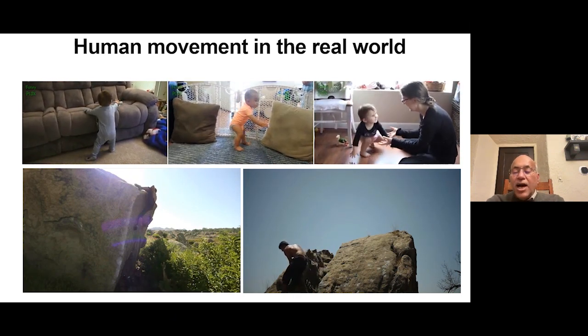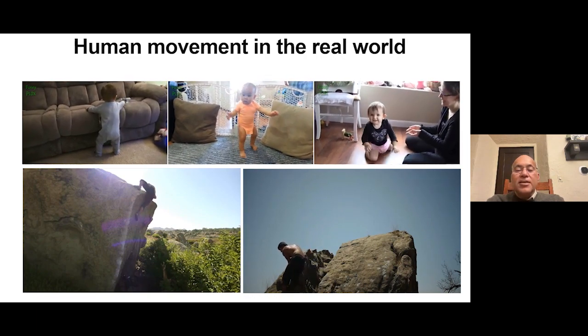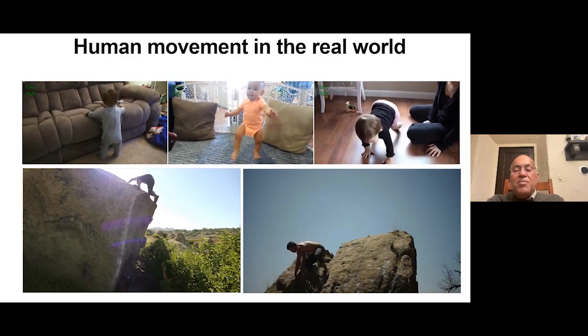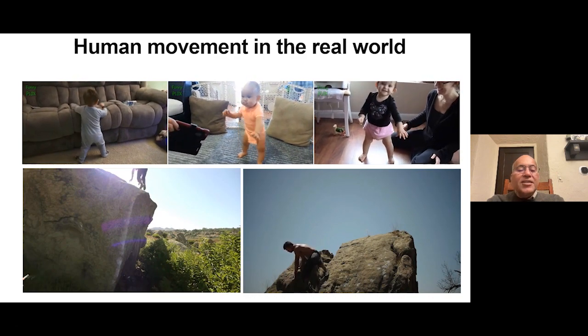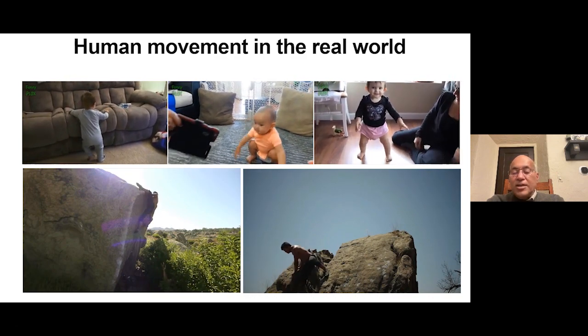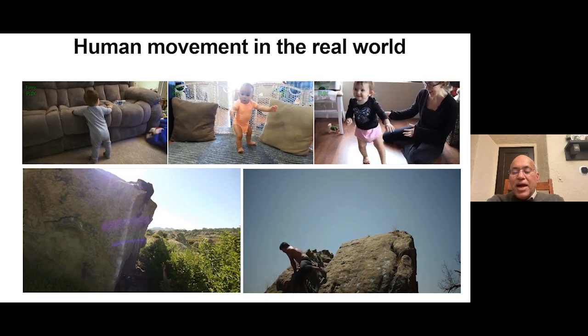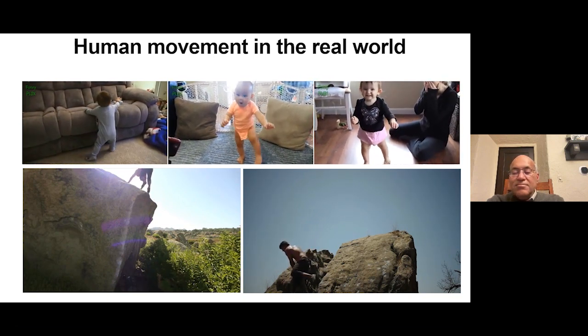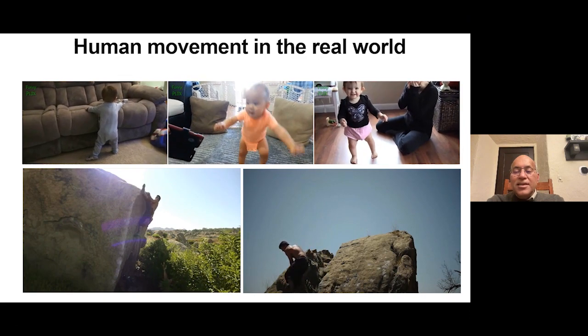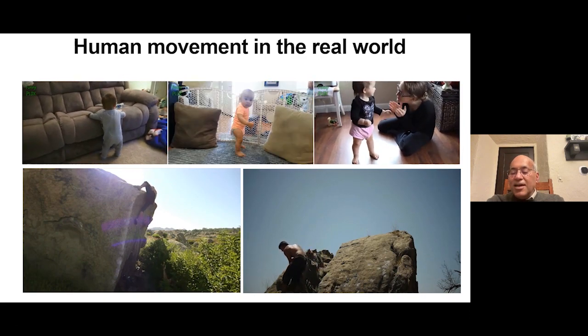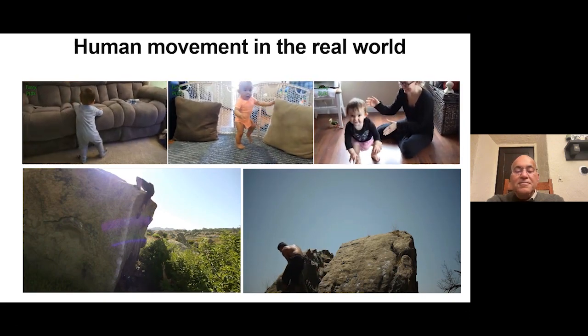Now let's look at how humans walk in the real world. There's this baby learning to walk, and then you see a human on a rock and all that. So where do you see this periodic pattern, the so-called gait? I would argue that that's not the case in the early stage of life.